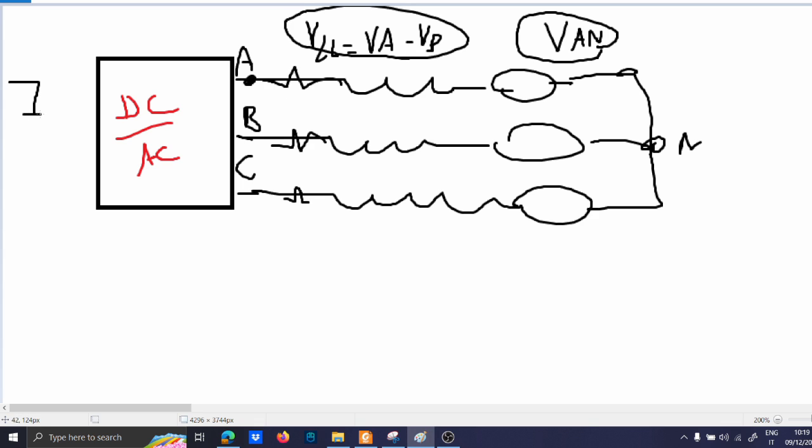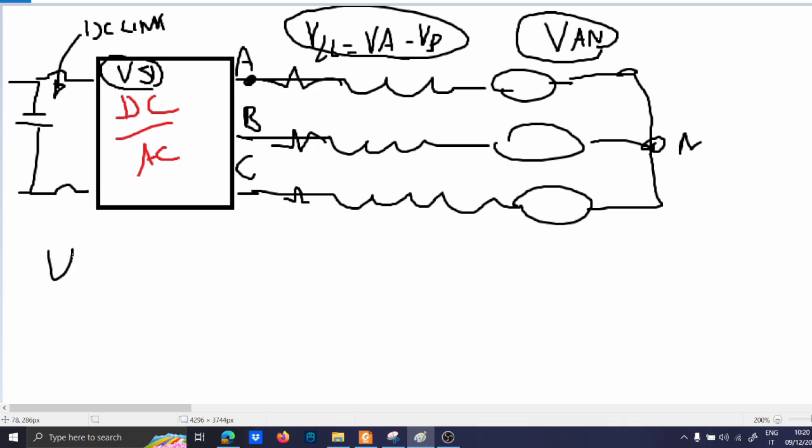At the input side, you have the DC link capacitor. This is the DC link capacitor, because I will simulate a VSI. The VSI is a voltage source inverter. There are also current source inverters, but I never studied them, honestly.